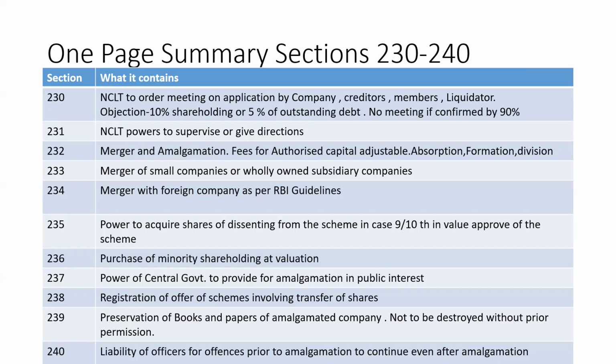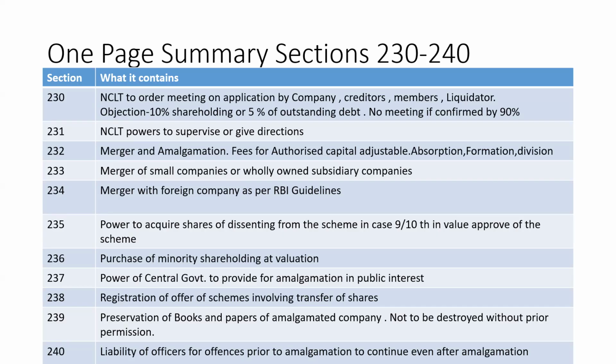So Section 230 says that NCLT will order the meeting on application by the company, creditors, members or liquidator. So the application for this CAA can be moved by the company, by the creditors, by members or liquidator. If there is any objection, then who can object to such compromise? Those constituting not less than 10% of the shareholding or 5% of the outstanding debt. And there is no meeting if this is confirmed by 90% of the secured creditors.